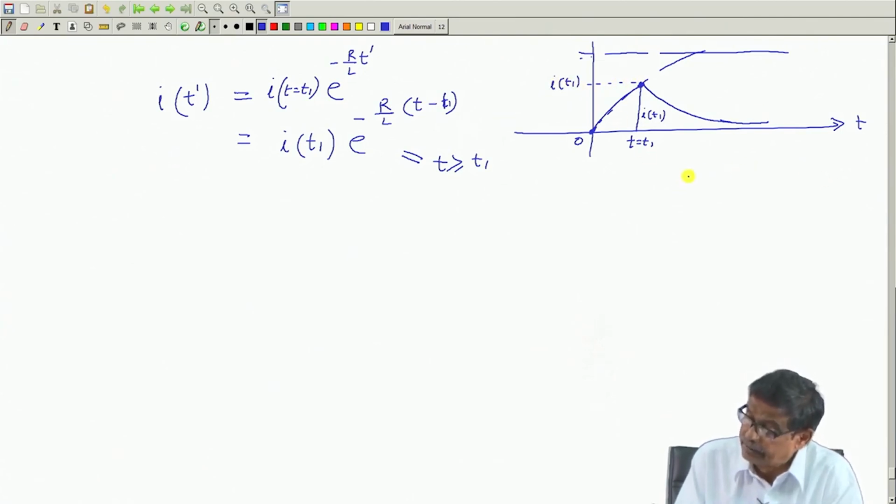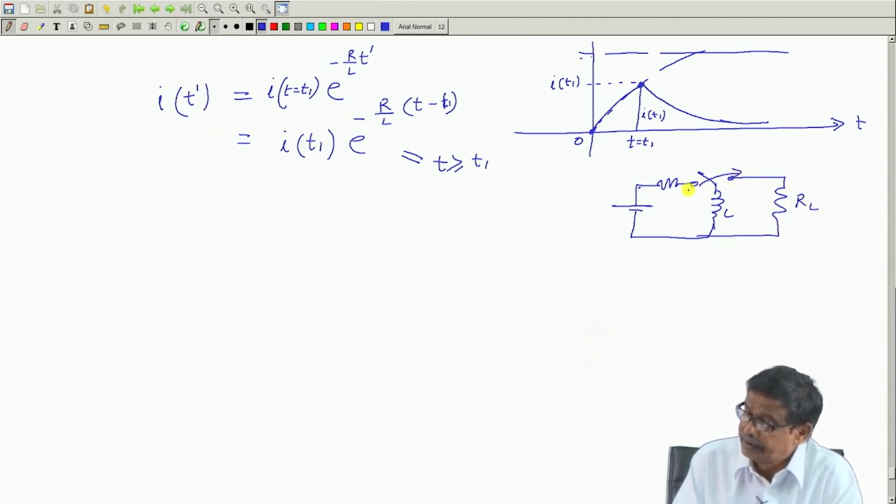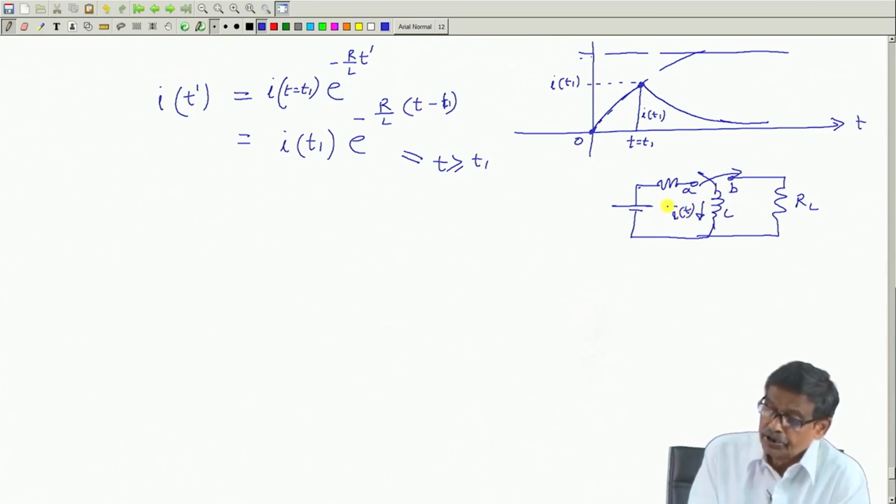I better draw the circuit once again, so that you understand what is going on. This was your R, this was your E, and this is L, and then this is the switching R L. And then you close it here A to B, and this current we are solving, mind you, I t. So, the equation of this current with respect to original time will be this.